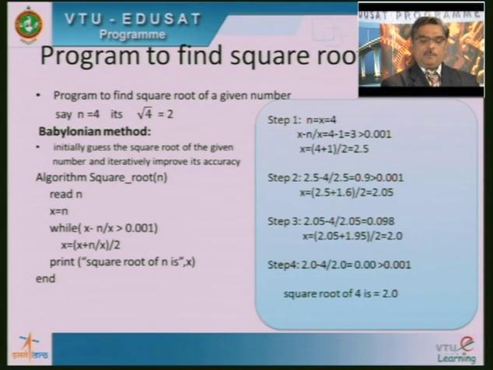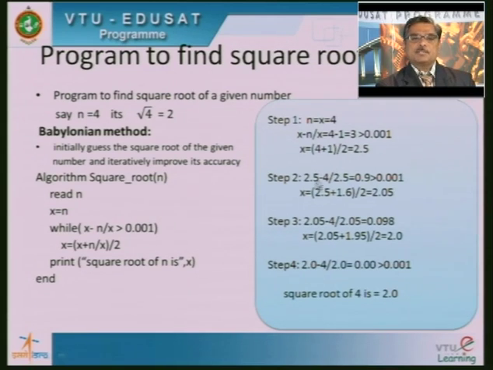Let us understand with one example. Let n be 4, for which you are finding the square root. x equal to 4, because you are assigning the n value to x itself. Now the first statement, x minus n by x: 4 divided by 4 is 1, 4 minus 1 is 3. 3 is greater than 0.001, yes, hence it goes inside the loop. So the new value of x will be x plus n by x, that is 4 plus 1 is 5, 5 divided by 2 results in the new value of x as 2.5.